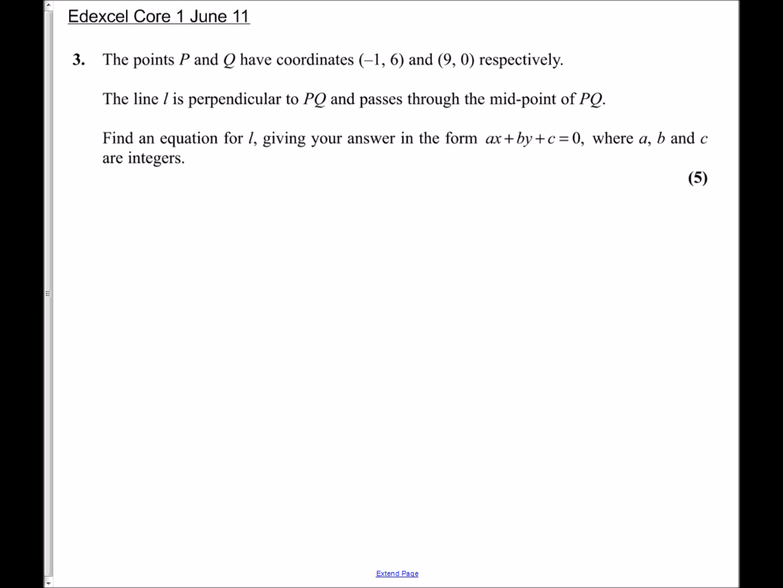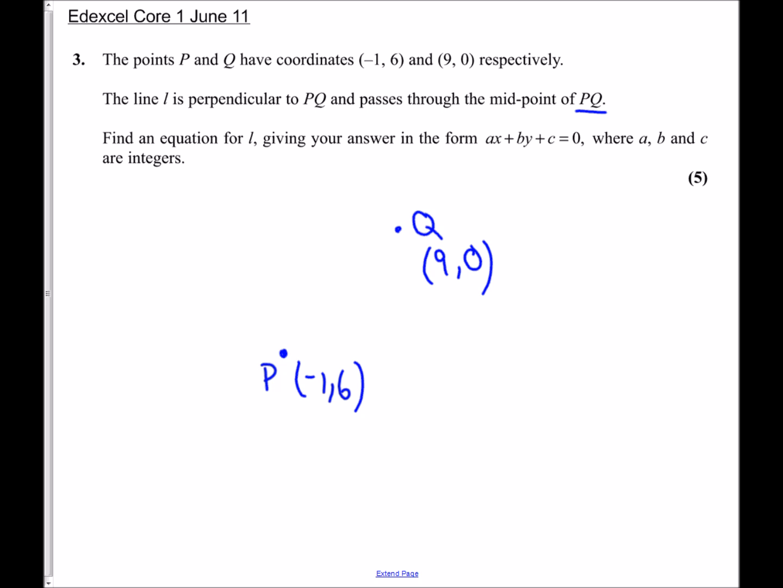So we've got to get used to this notation. PQ means the line connecting the points P and Q. So let's draw a quick picture. Here I've got P, here I've got Q. Again, I'm not looking for accuracy here. It's just to get a general idea of what's going on. -1, 6 and 9, 0. So these are my 2 points.